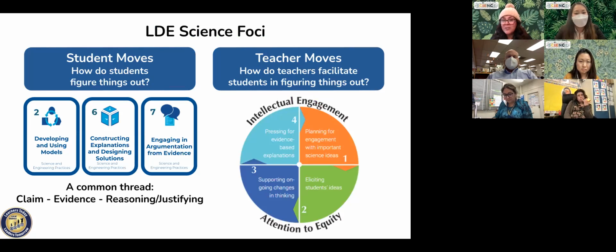So in local district east, we've identified 3 higher leverage science and engineering practices. SEP 2, developing and using models, 6, constructing explanations, and 7, engaging in argumentation from evidence. And so we see the common thread is the claim, evidence, and reasoning. And today we're going to be looking at the teacher moves and how teachers may facilitate students in figuring things out by engaging them through some of those practices.